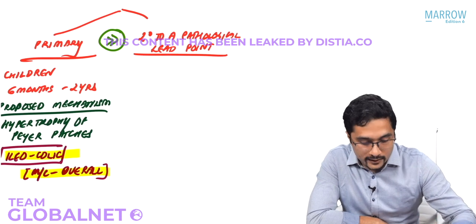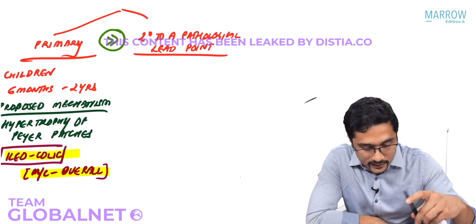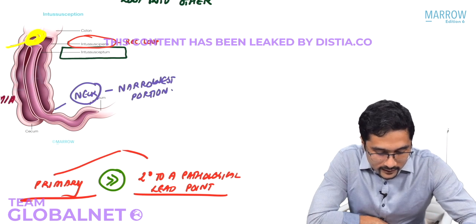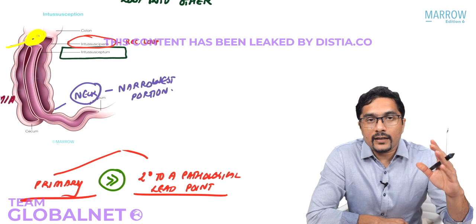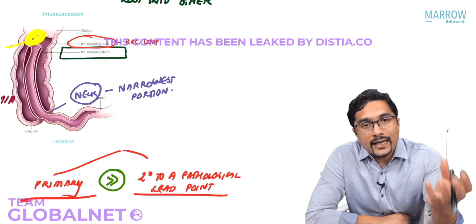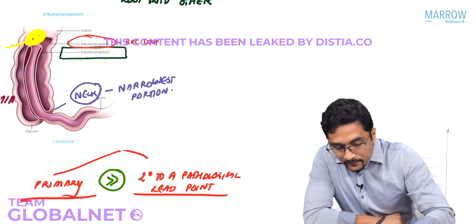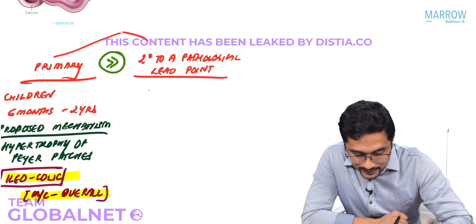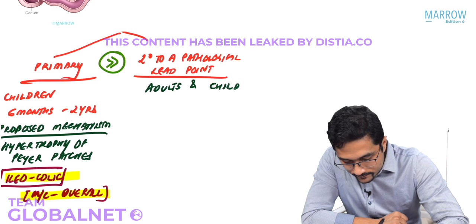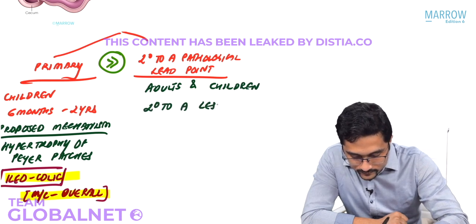Secondary intussusception, on the other hand, can be secondary to a pathological lead point. What exactly does that mean? If you see the diagram here, supposing this bowel had a lesion here, and that lesion triggered the intussusception, that lesion caused the intussusception, that is known as a secondary lead point. So this can be seen in both adults and children. It is secondary to a lesion.